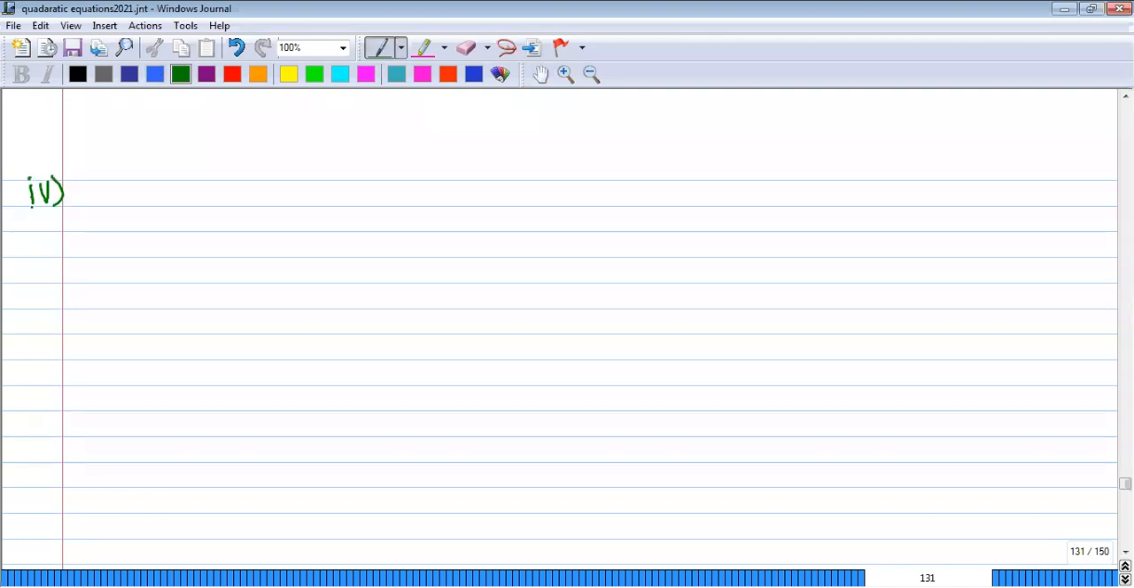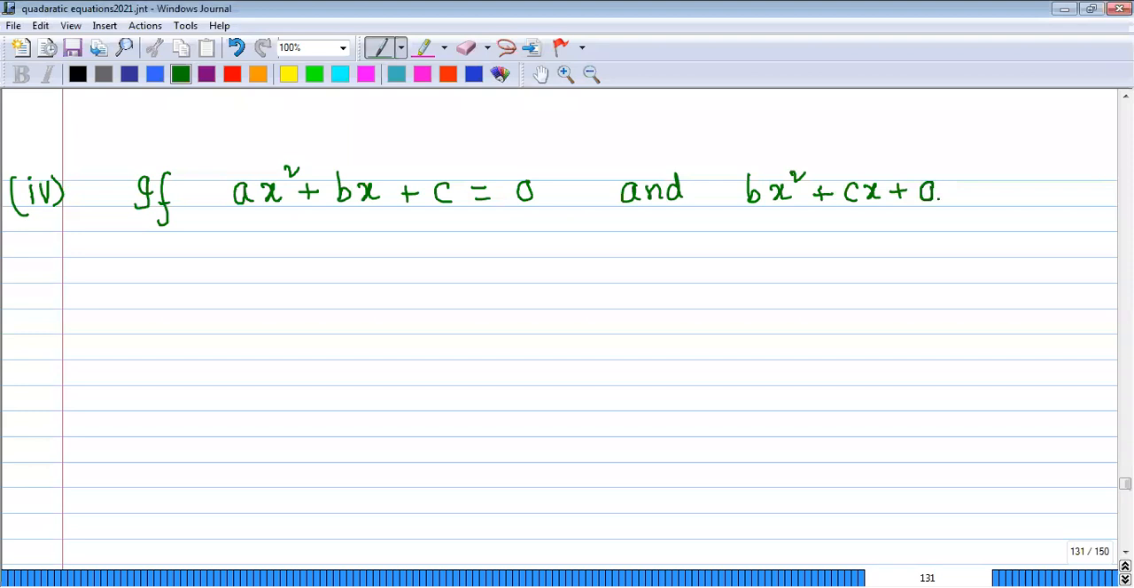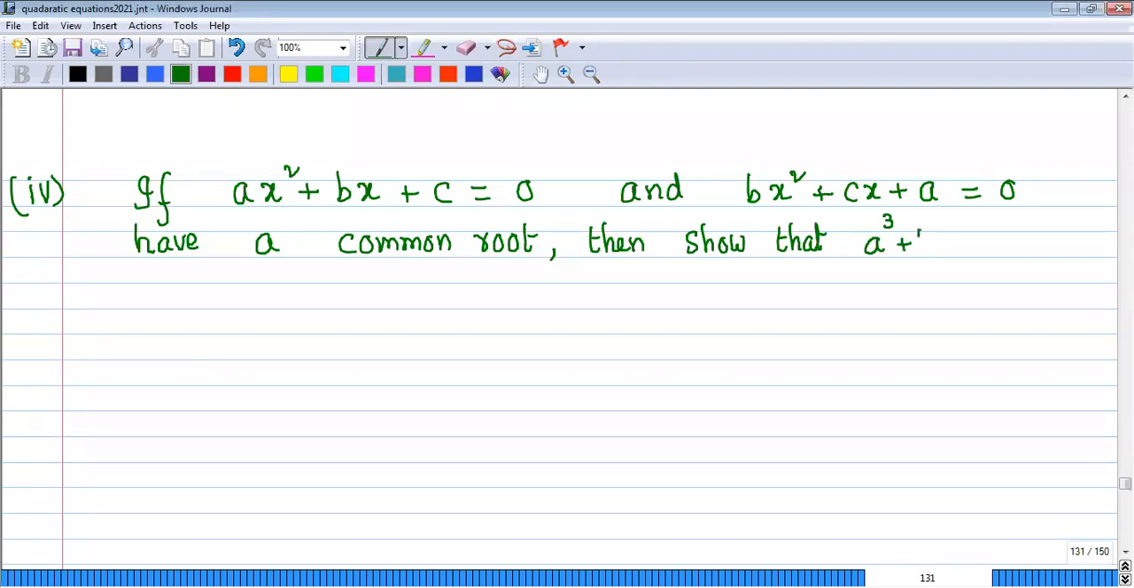Now the fourth question. If ax square plus bx plus c equals to 0 and bx square plus cx plus a equals to 0 have a common root, then show that a cube plus b cube plus c cube equals to 3abc.